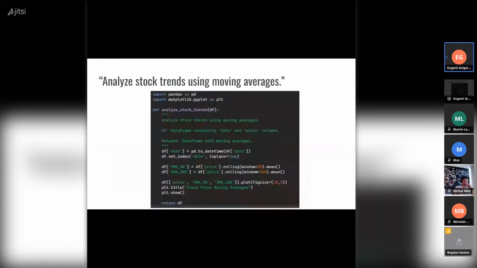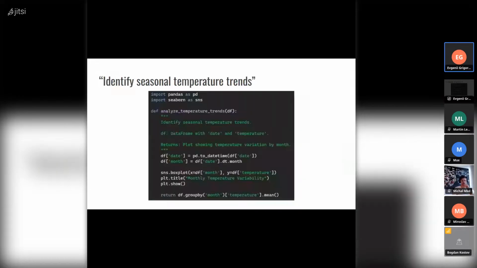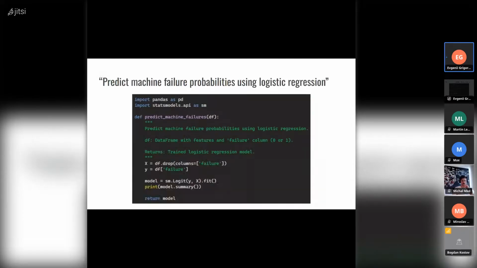That's some examples of how it can generate code, basically of analyzing some time series depending on different inputs. That's analyze stock trends using moving averages. It is identify seasonal temperature trends. And this is predict machine failure probabilities using logistical regression. Again, this is all tasks about processing of time series, so it has some variability in it, and the machine has to take into account our context, like the exact our wording. What do we need from it exactly?